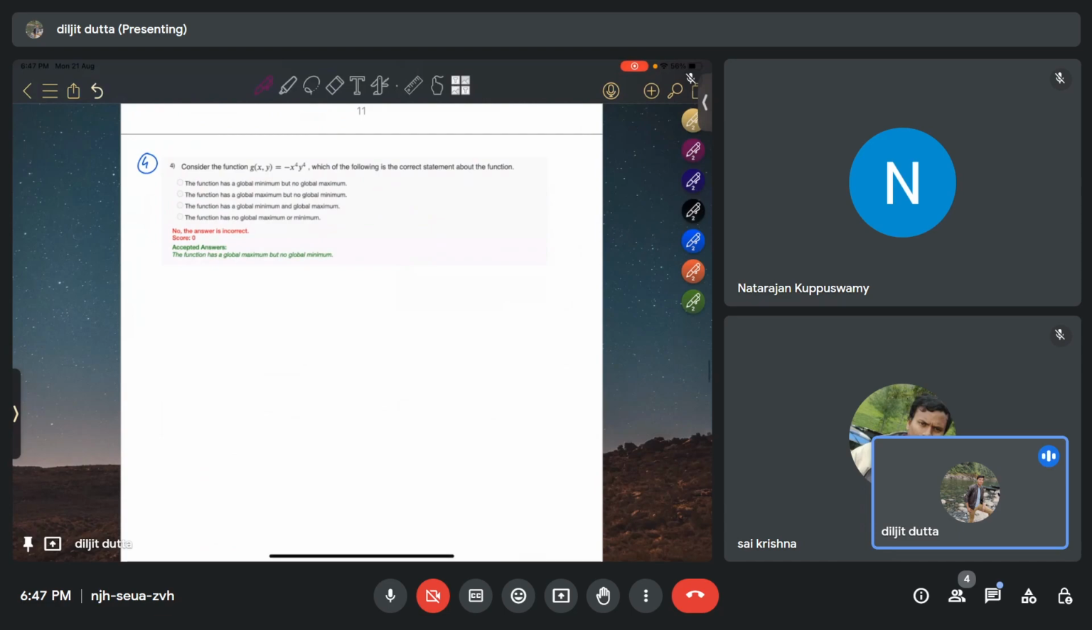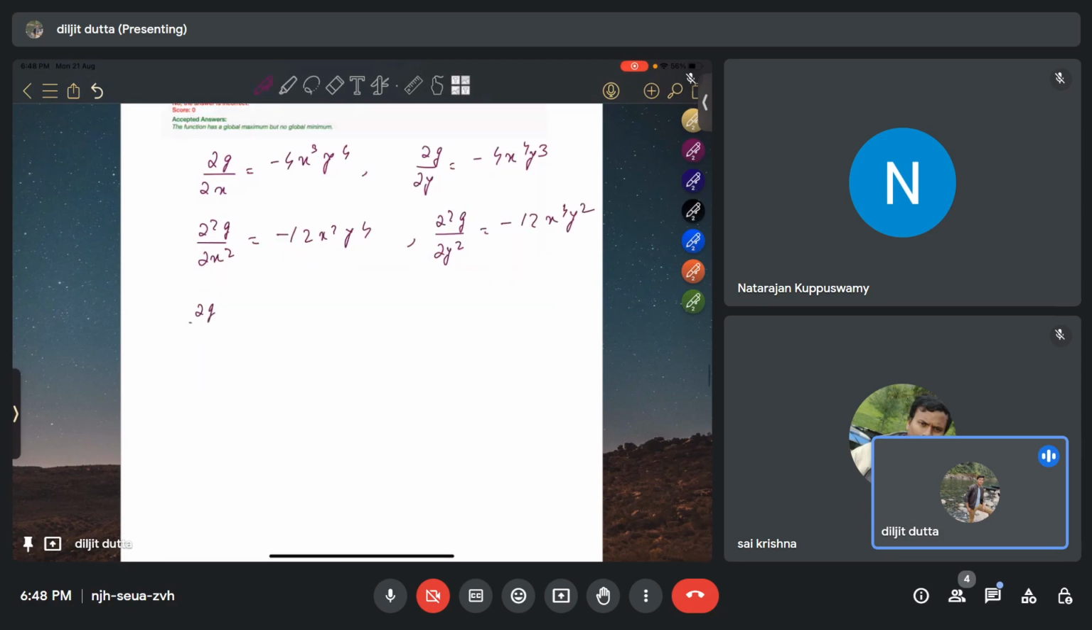So we have g of x y. First let us get the terms of the Hessian matrix. Let's calculate the terms one by one. Del g by del x is equal to minus 4 x cube y to the power 4. Del g by del y is equal to minus 4 x to the power 4 y cube. Now del square g by del x square will be minus 12 into x square y to the power 4. Del square g by del y square is equal to minus 12 into x to the power 4 y square, and del square g by del x del y is equal to minus 16 into x cube y cube. We'll get the same from the other order.